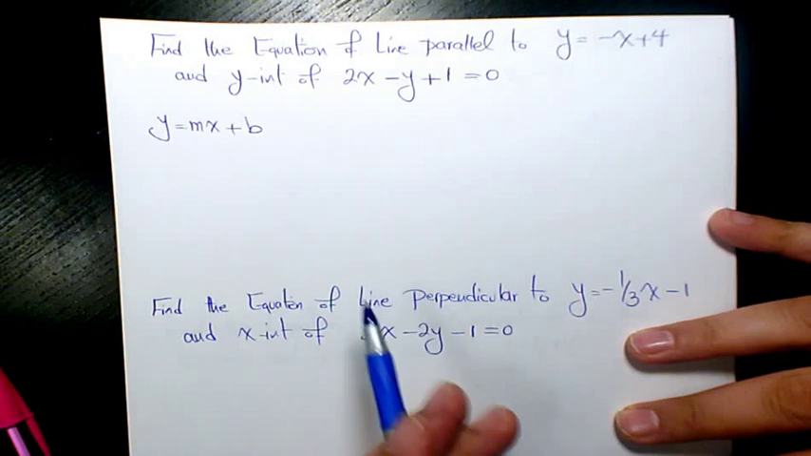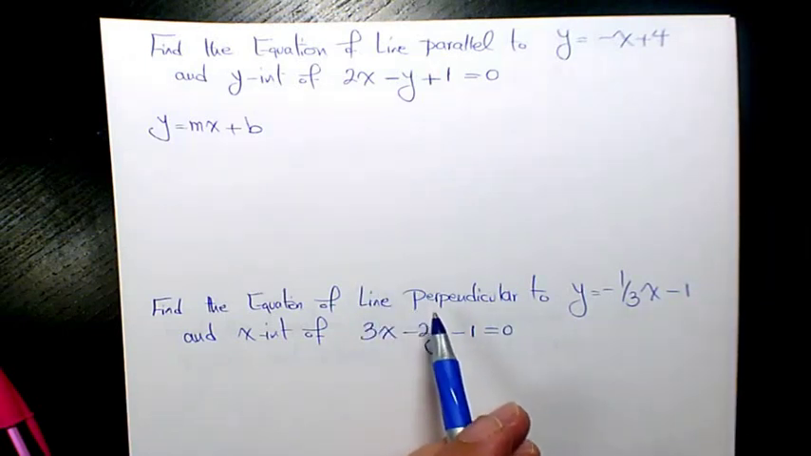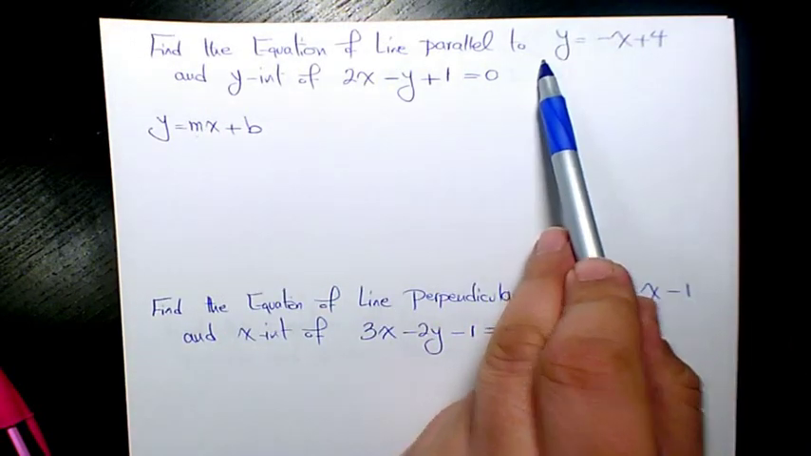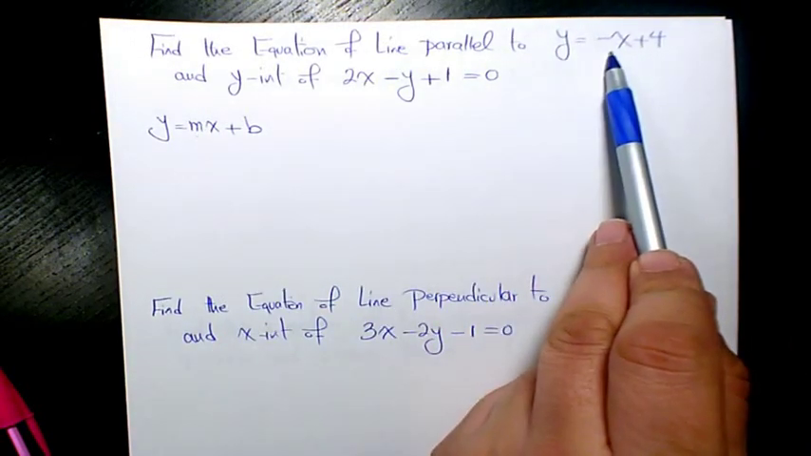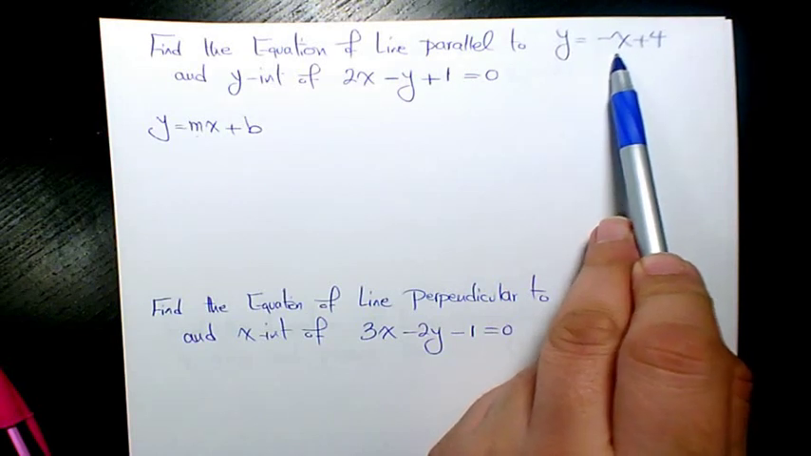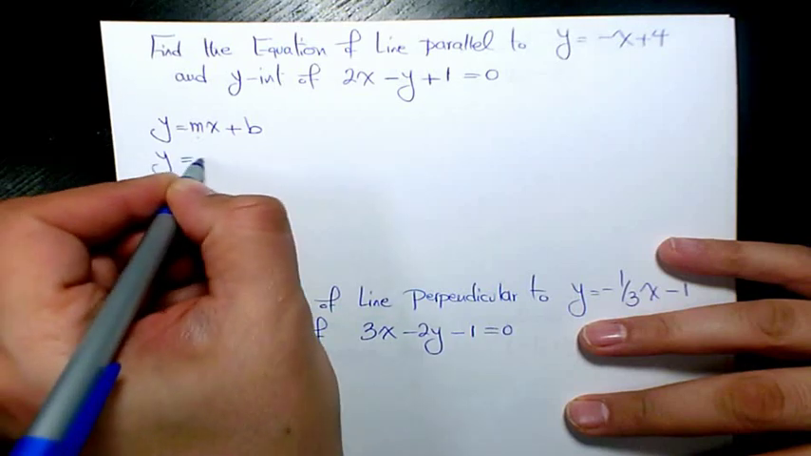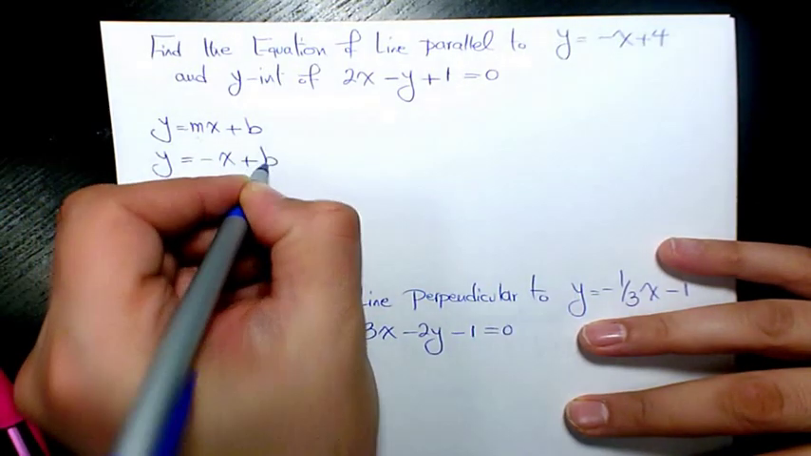As I said before, when we are dealing with parallel lines, it means that we are talking about the same slope. So the slope of this line is going to be the same as the slope of this line, which is equal to negative 1, because the coefficient of x here is negative 1. So we have y equals negative x plus b.